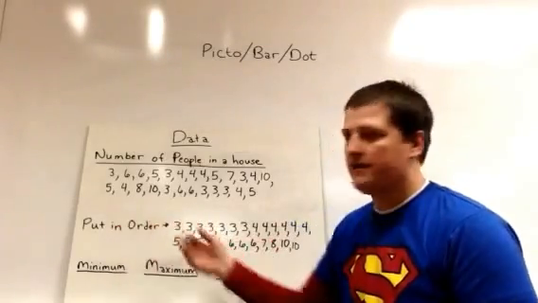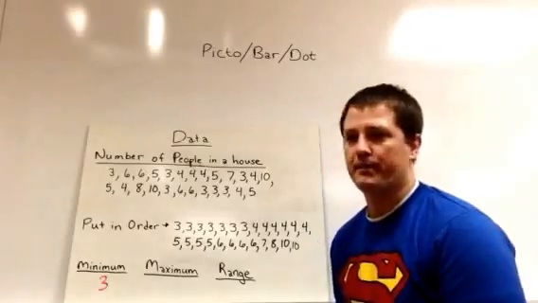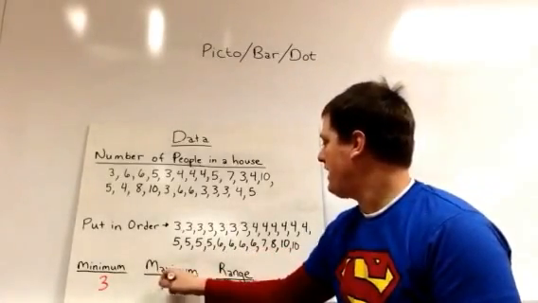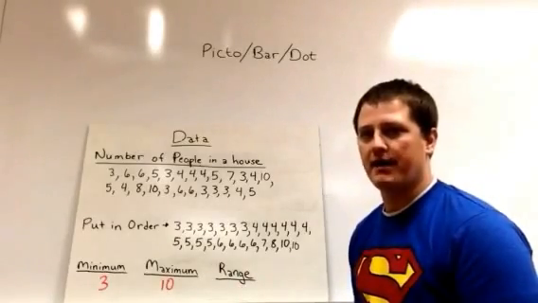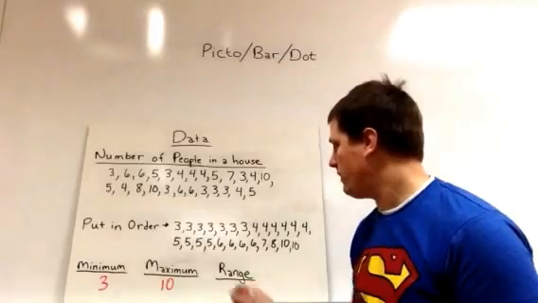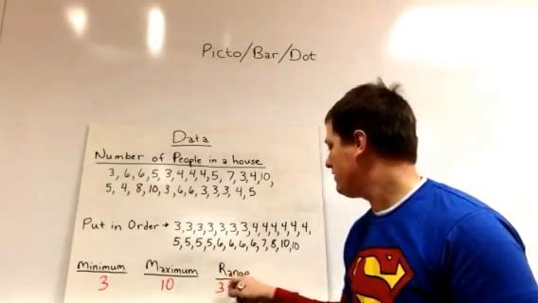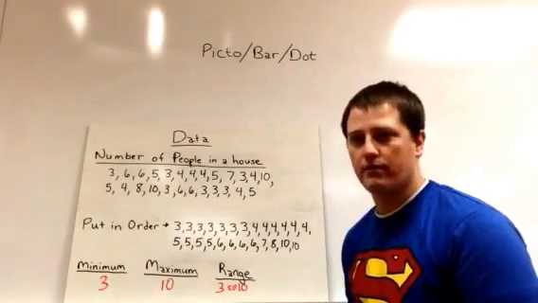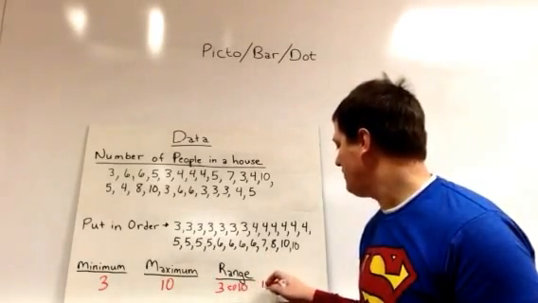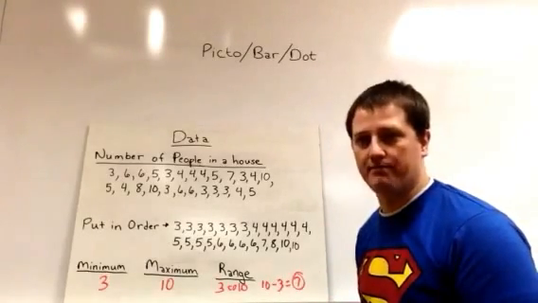First thing is we can identify the minimum. The minimum here is 3. We can identify the maximum. In this case, it's 10. Then we can identify the range. Now the range is the difference between these two. So it can be written kind of two ways. We can look at it as going from 3 to 10. Or we can look at it with the actual math and do 10 minus 3 equals a range of 7.